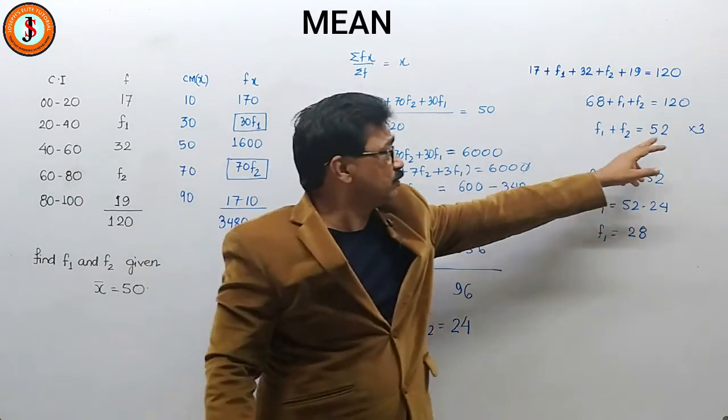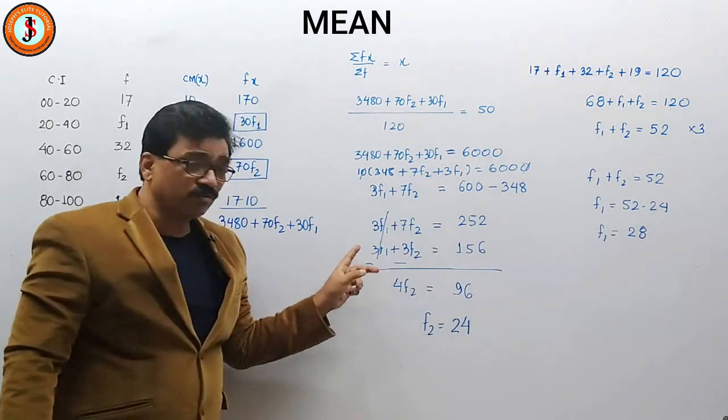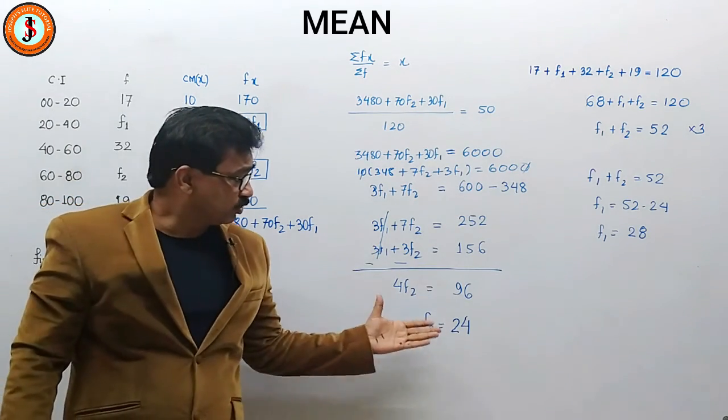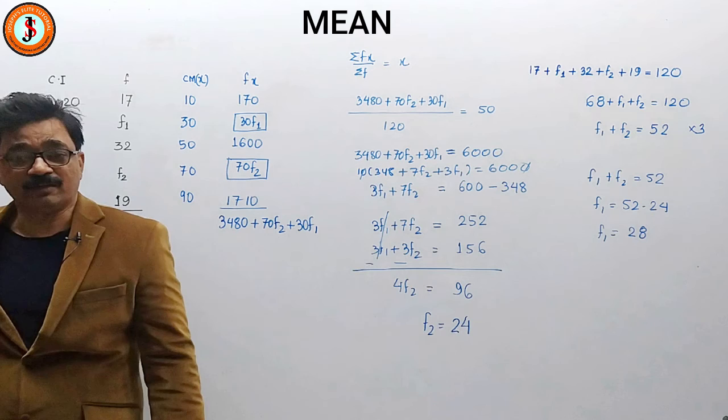So I multiplied the other equation by 3. This is the method of elimination, that means we go to the first step and we get this. So f2 we got 24, so f1 is 28. Right then. Thanks a lot.